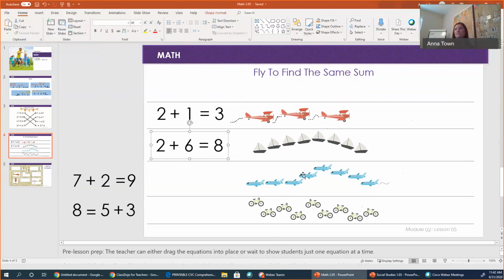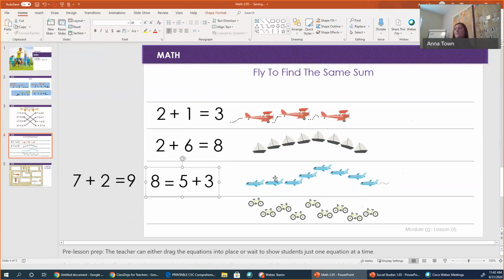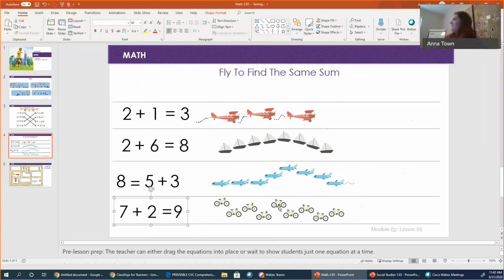Let's take a look at the pictures of the airplanes. Count how many airplanes and then choose the equation that would match the picture. 1, 2, 3, 4, 5, 6, 7, 8. So we know it's the 5 plus 3 equals 8 because we have 8 total airplanes. The 5 are up, 3 are down, making this our equation, which means our last picture of bikes is 7 plus 2 equals 9.